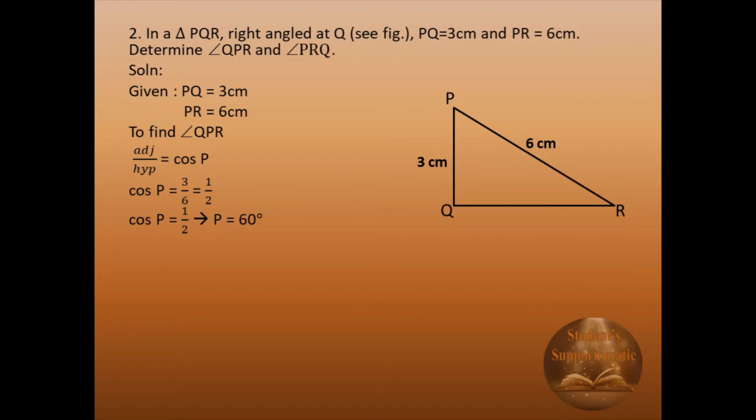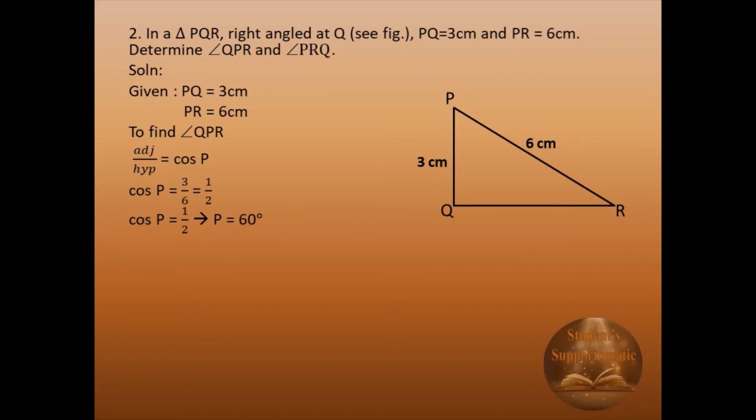Here theta is P. So adjacent by hypotenuse is equal to cos P. Adjacent value is 3 and hypotenuse value is 6. So 3 by 6 means it is 1 by 2, because 3 ones are 3, 3 twos are 6. It becomes 1 by 2.